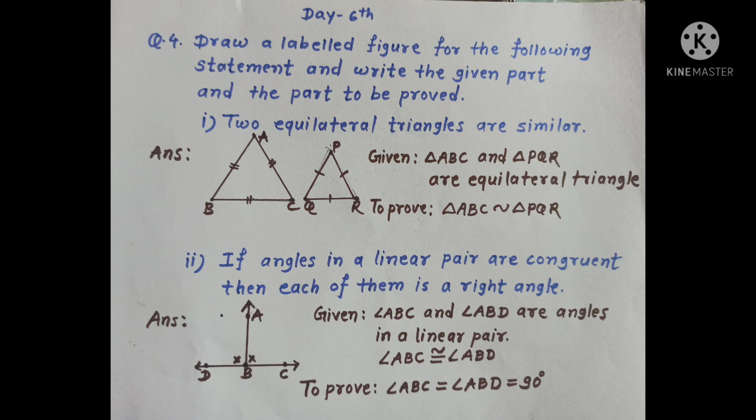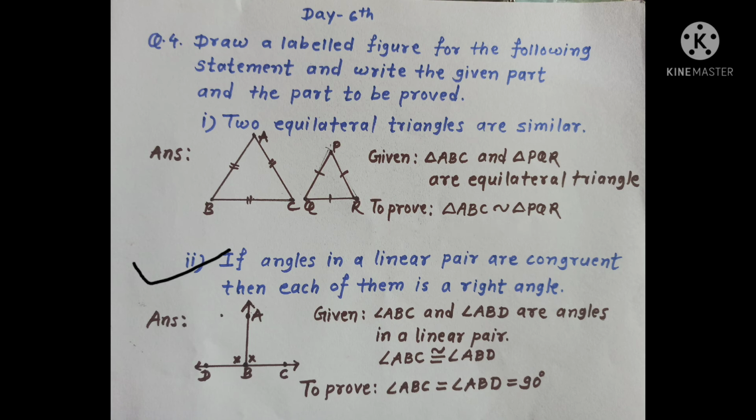Now consider two triangles, triangle ABC and triangle PQR. Two triangles are given as equilateral. Therefore, our given part is: triangle ABC and triangle PQR are equilateral triangles. Therefore, in the to-prove part, you should write: triangle ABC is similar to triangle PQR.